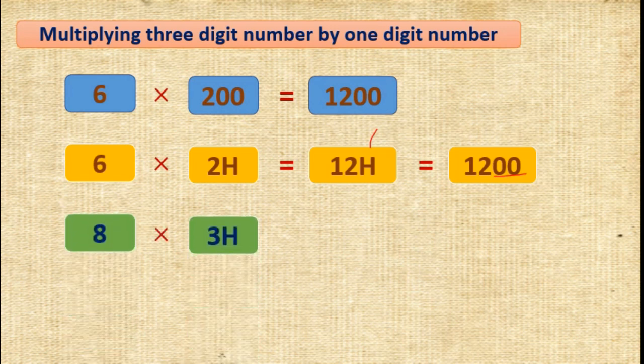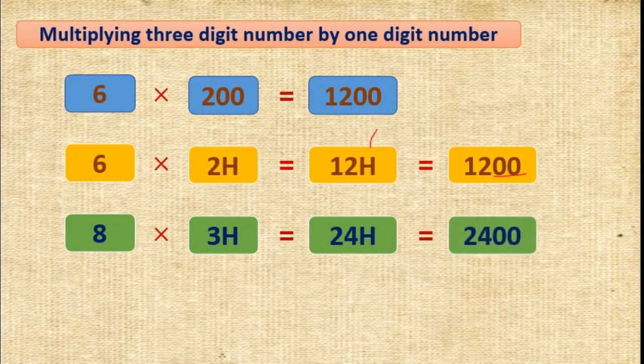8 multiplied by 3h. You know now, correct? 8 3s are 24. So the product is 24h is equal to 2400. Means how you will write? Yes, 2400. Isn't it? That is 2400 or 2400.